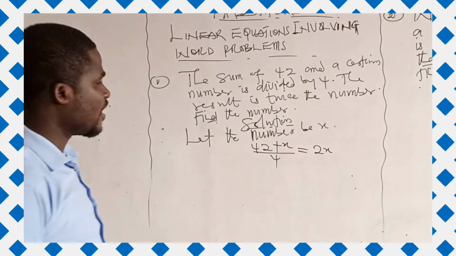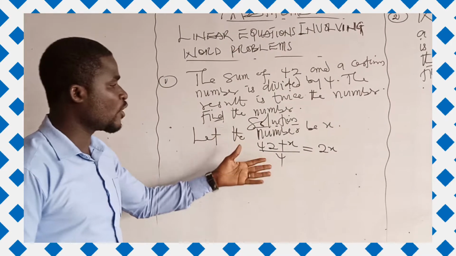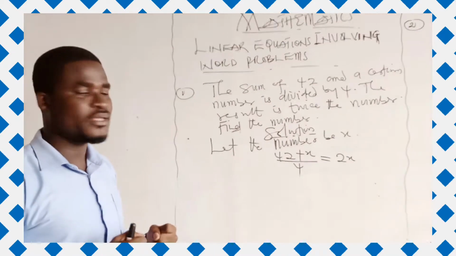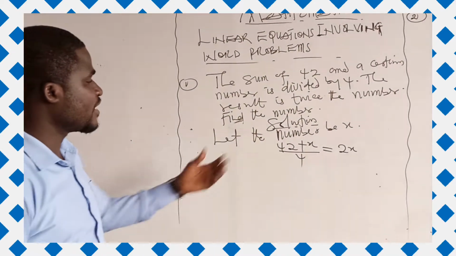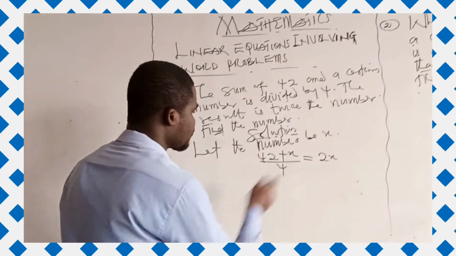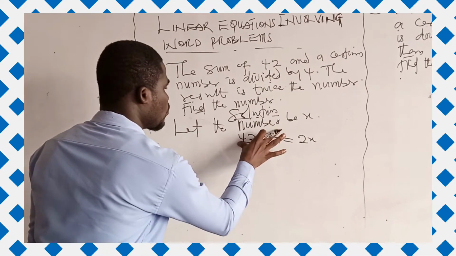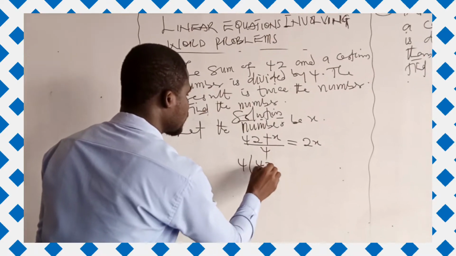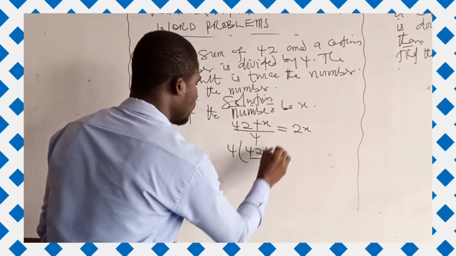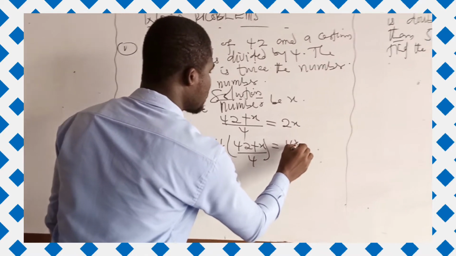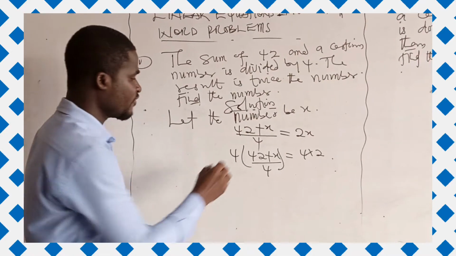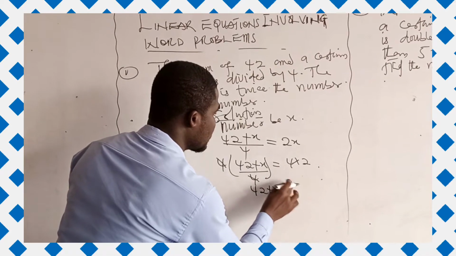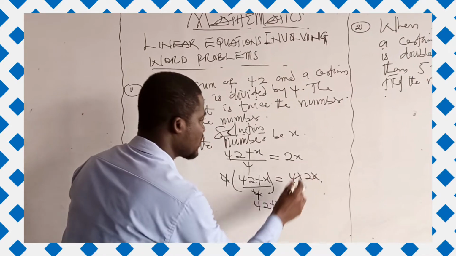Now that you've gotten your equation, our next step is to eliminate the fraction. So you're going to find your LCM. The LCM is 4. So I'm using the LCM to multiply everything here and the 2X. So I'm going to have 4 into bracket 42 plus X, all over 4, equals 4 times 2X. 4 cancels 4, so I'm going to have 42 plus X equals 4 times 2X, which will give us 8X.